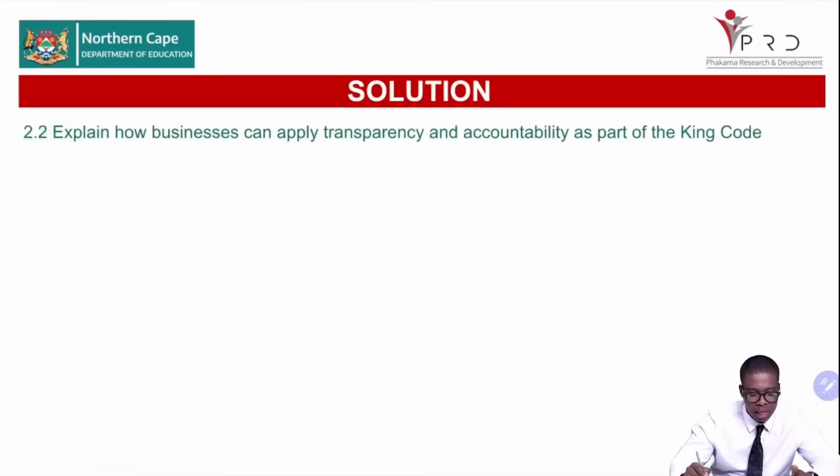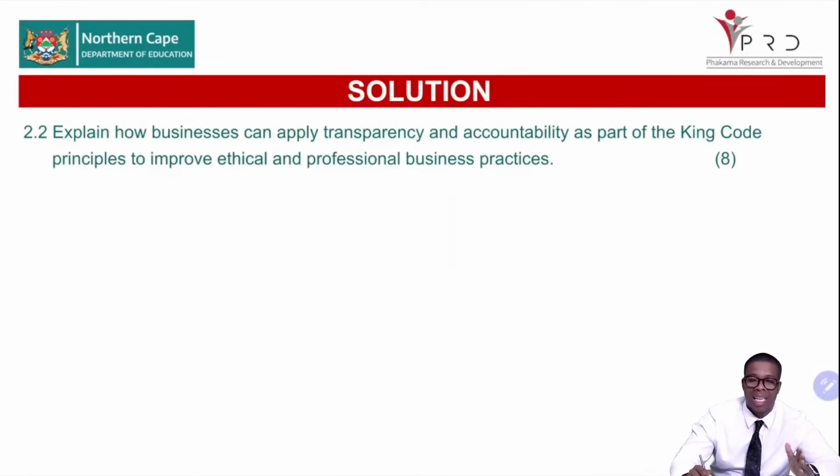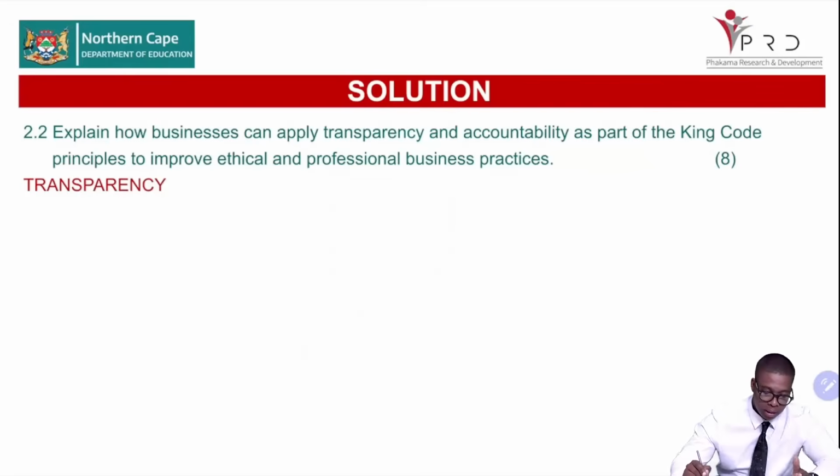Then we proceed and look into transparency and accountability. How can the business deal with or apply those King Code principles? The first one, transparency. What are we talking about? To be transparent is to allow those who are outside to see clearly what is happening inside without any lie or without any disturbance.